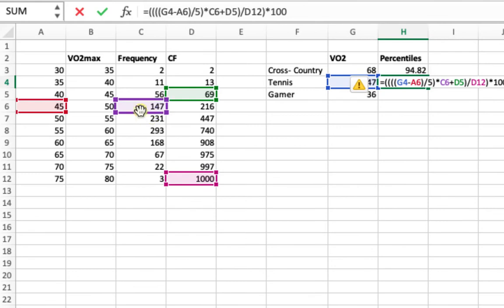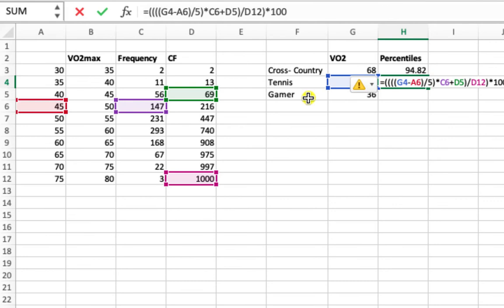Okay, so red box is the lower bound, purple box is going to be this highlighted box there, if you can't see color, that's fine. Red box would be the lower bound. This purple box in the frequency column would be the frequency that exists at the particular grouping. And then the green box, or this box here in the cumulative frequency column, is the cumulative frequency at the grouping worse than where your raw score resides. Finally, the pink box, or the last box in the cumulative frequency column, is our sample size. So you can click enter and then do the copy function, drag your boxes around for the gamer value, and then you've got your percentiles for your tennis and your gamer players.